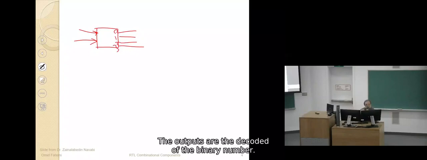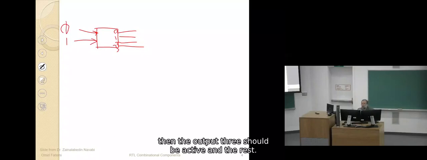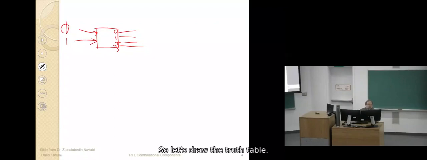The outputs are the decoded form of the binary number. So what does it mean? It means if, for example, I put 0, 1 here, I want the output 2. Output 0, 1 is 2. I want output 2 to be active, and the rest of the outputs not active. If I put 1, 1, then output 3 should be active, and the rest, no. So let's draw the truth table.